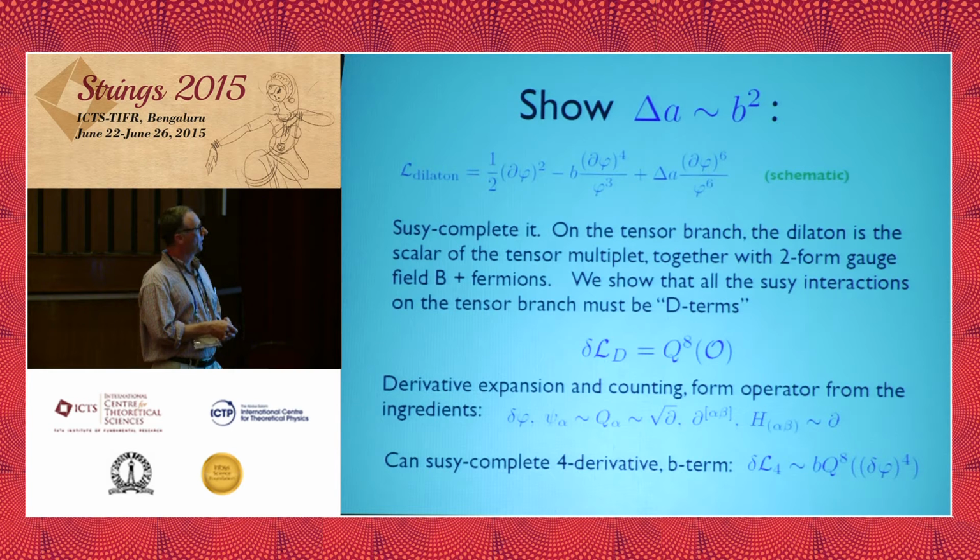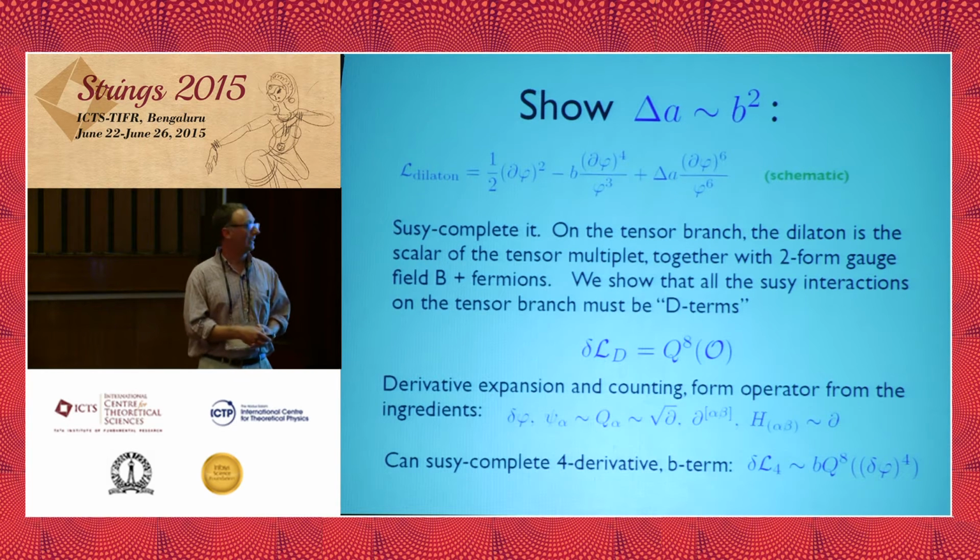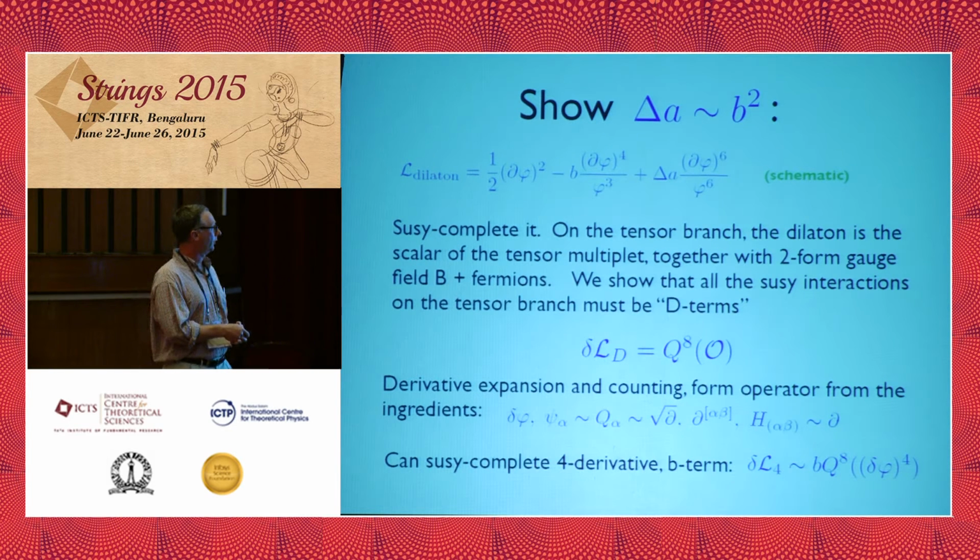So then what we can do is try to find what this operator O is that corresponds to b and delta a. Here we're working in some derivative expansion, and the counting in the derivative expansion is the usual kind of derivative counting, where fermions count as a square root of a derivative. So our basic ingredients are the dilaton field and the fermions, which, like the supercharge, count as a square root of a derivative.